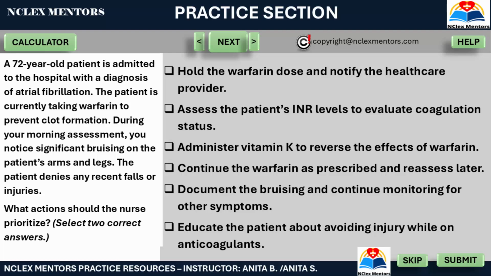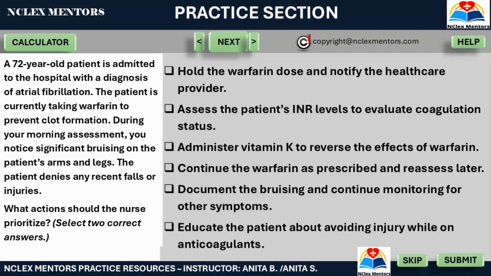Select 2 correct answers. The options given to you on the screen are option number 1. Hold the warfarin dose and notify the healthcare provider. Option number 2. Assess the patient's INR levels to evaluate coagulation status. Option number 3. Administer vitamin K to reverse the effects of warfarin. Option number 4. Continue the warfarin as prescribed and reassess later. Option number 5. Document the bruising and continue monitoring for other symptoms. Option number 6. Educate the patient about avoiding injury while on anticoagulants.